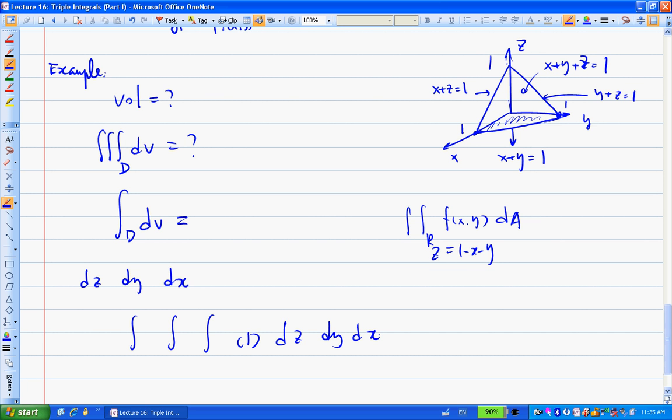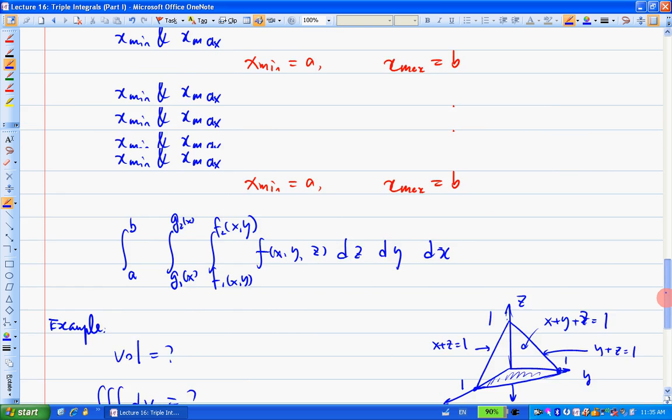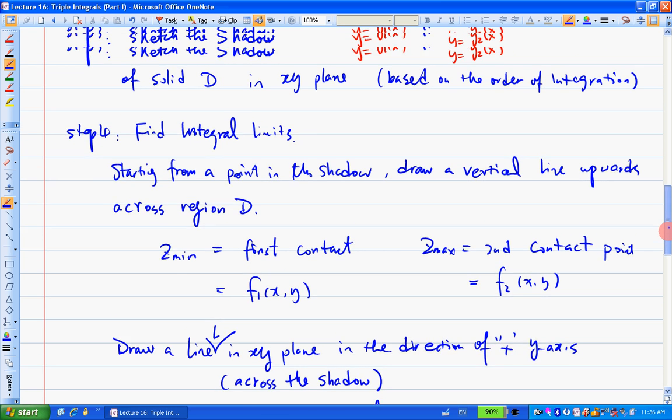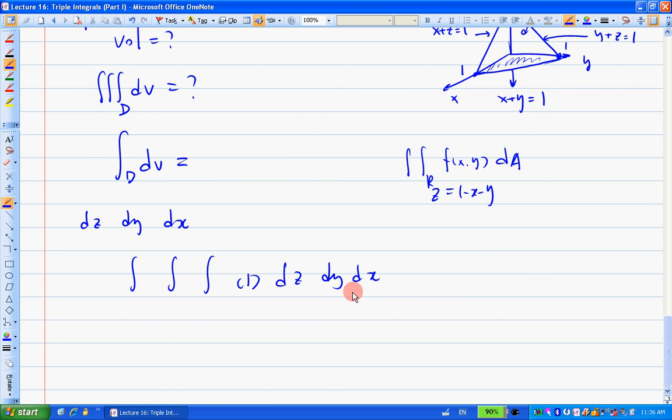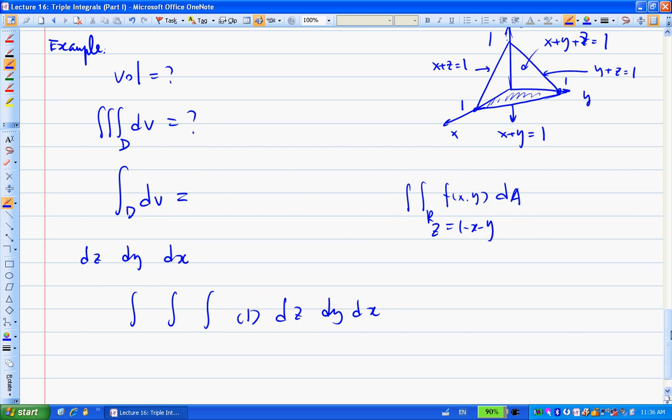Once you get the order, the next logical step is to sketch the shadow. The shadow in this particular case is in the xy plane. If you look at this one here, what's my shadow? The shadow is essentially this triangle here. So that's your shadow.